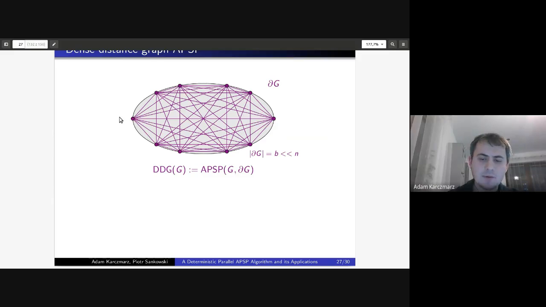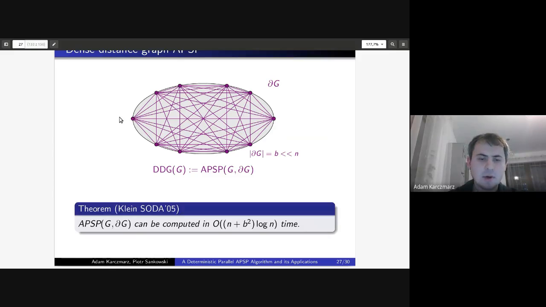We also call a complete graph on the boundary vertices representing those distances a dense distance graph, DDG for short. Klein showed that one can compute all shortest paths between boundary vertices in time roughly linear in n and B squared. The output has size B squared, so of course we need to add that term.